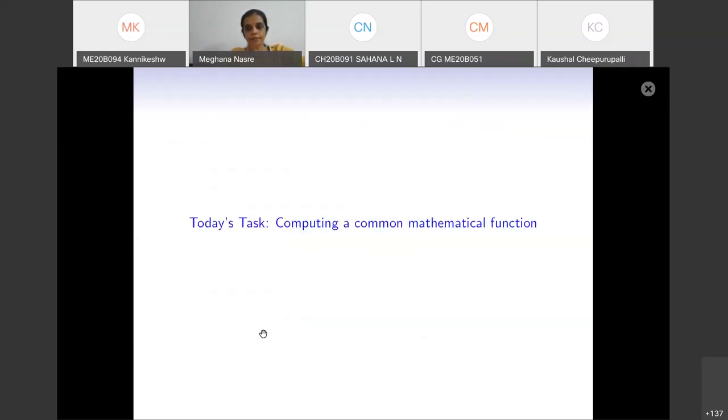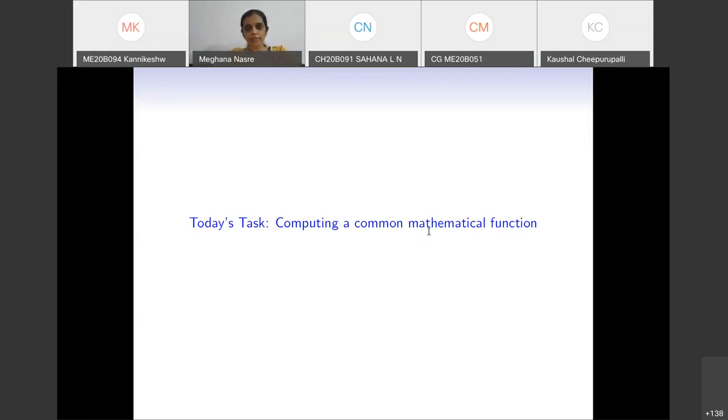Okay, so we are going to move to today's task, which is slightly different from the task that we have been doing, but again, something which is useful and which will illustrate a different idea, maybe something that you have seen, but I'm not sure if you have implemented, which is computing common mathematical functions. These are provided to us in the standard library. But at some point, if we want to implement these common mathematical functions, we should also be able to think of how we will implement these functions.